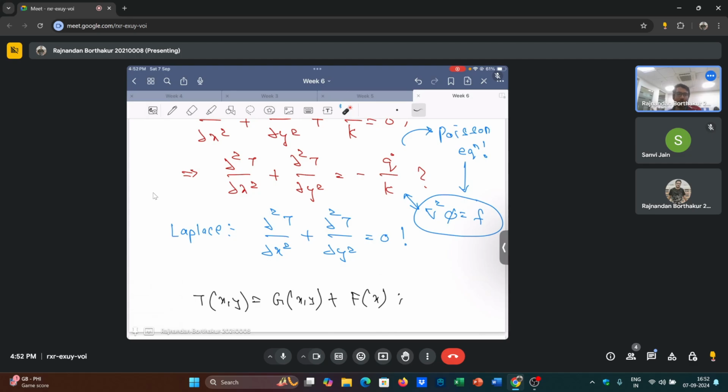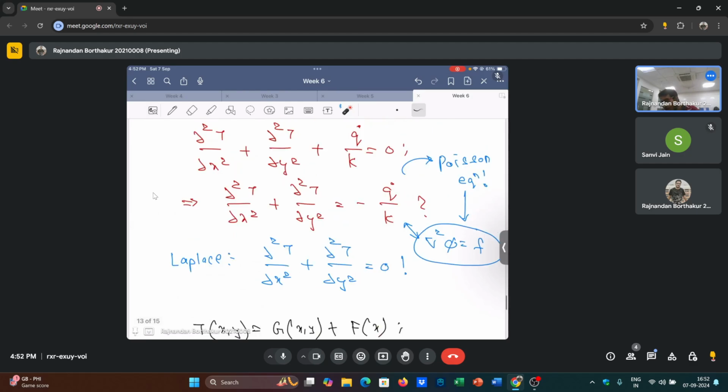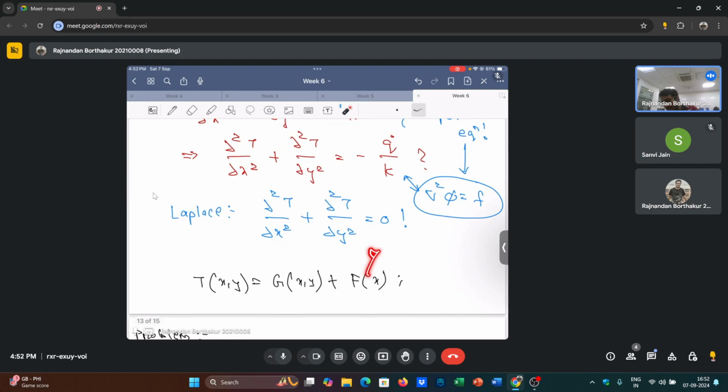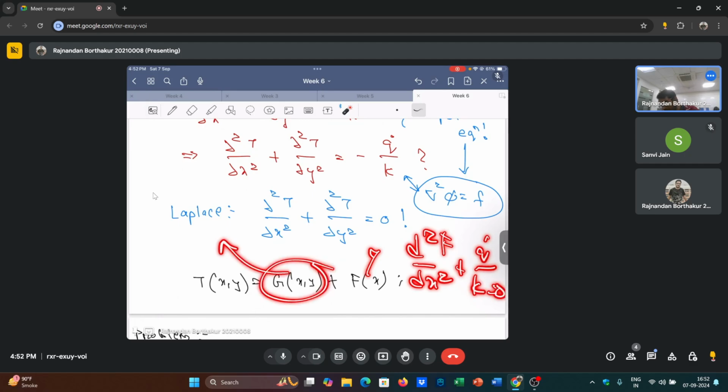But the idea is that if you have this kind of equation and you still want to apply the method of separation of variables, you need to use something known as the method of superposition, where you decompose your dependent variable into a form of x and y plus a form of x, such that this q dot by k comes into the solution of this f of x. That means this f of x would satisfy d2f by dx2 plus q dot by k equal to 0, and this g of x,y would satisfy the Laplace equation, del square g equals 0.